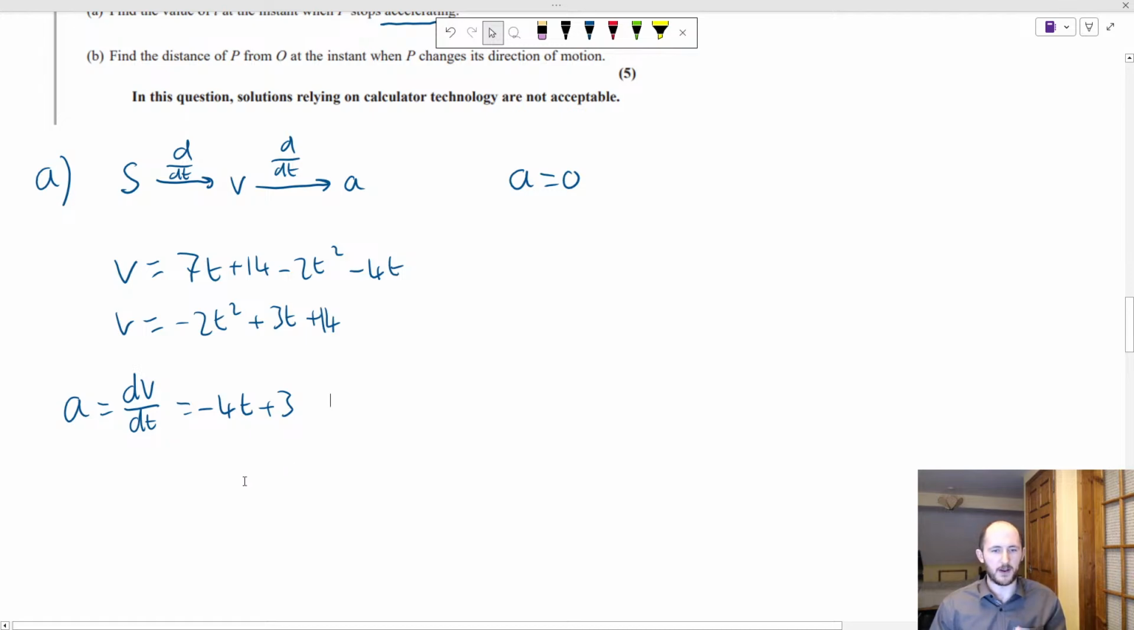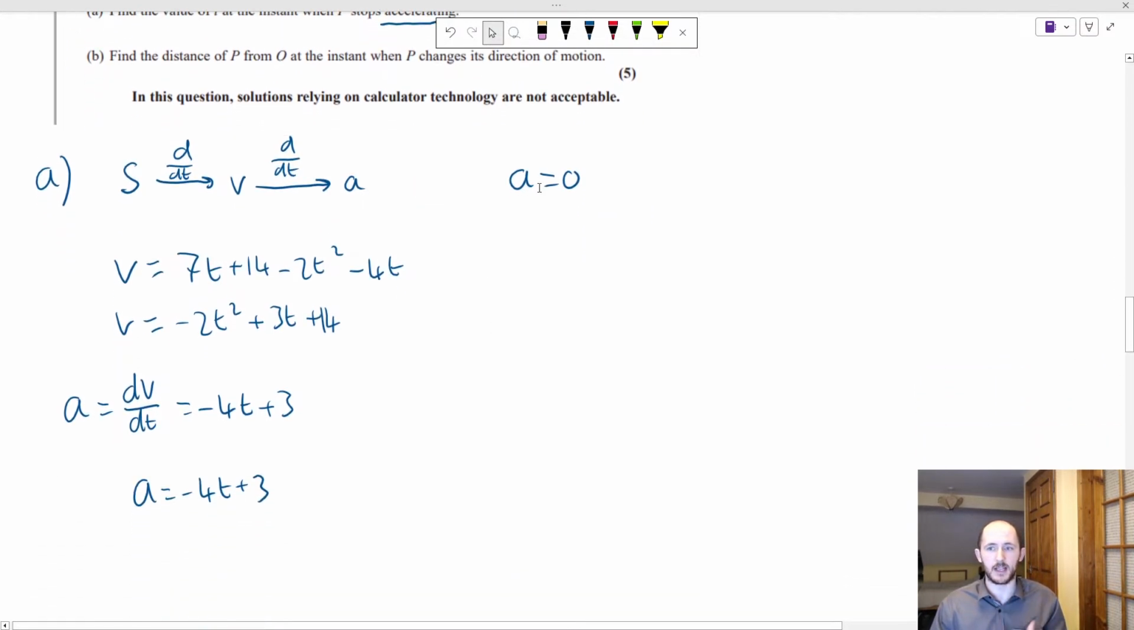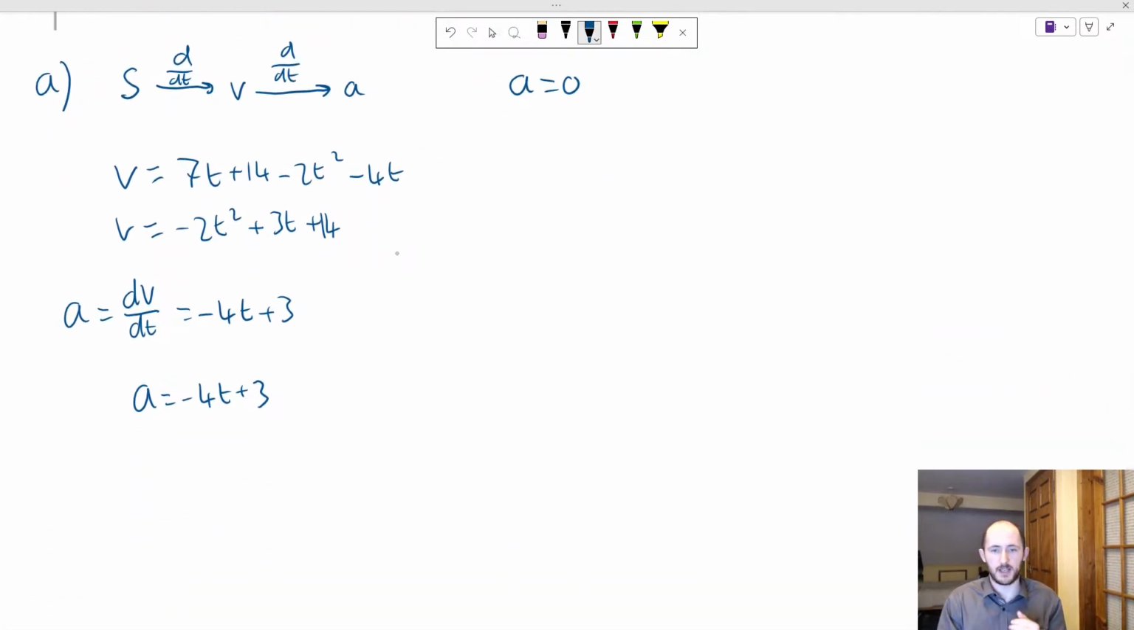So, there we go. A is equal to negative 4t plus 3. Now, what does the question actually say? Well, it says when it stops accelerating. So that's when acceleration is nothing. So 0 equals negative 4t plus 3. So 4t equals 3. So t is equal to 3/4.